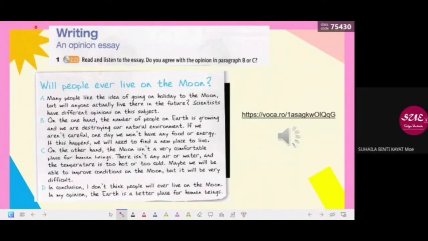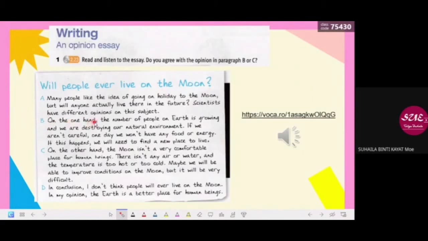Okay, so this text is all about B and C. B and C are scientists' opinions about living on the moon. Hidup di bulan. Okay. B.